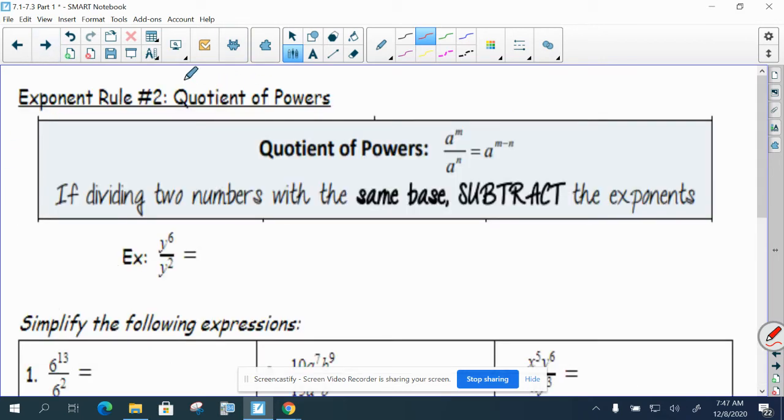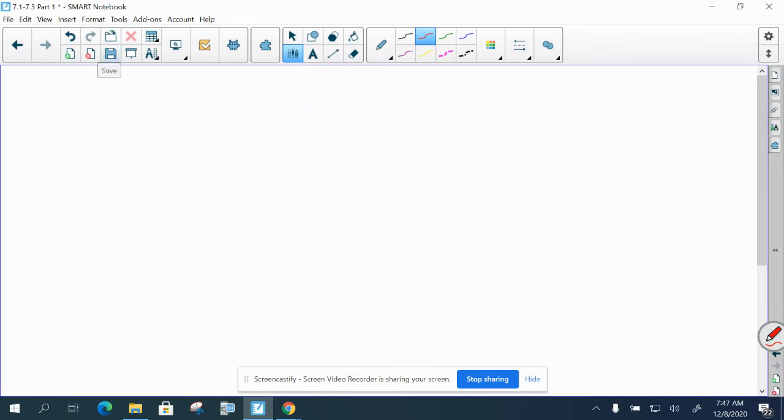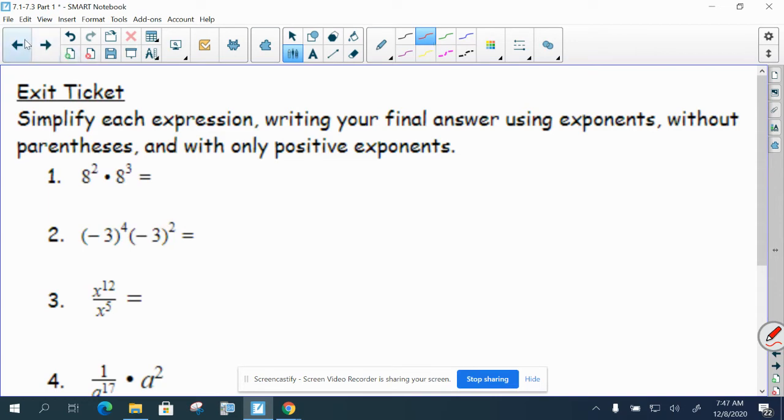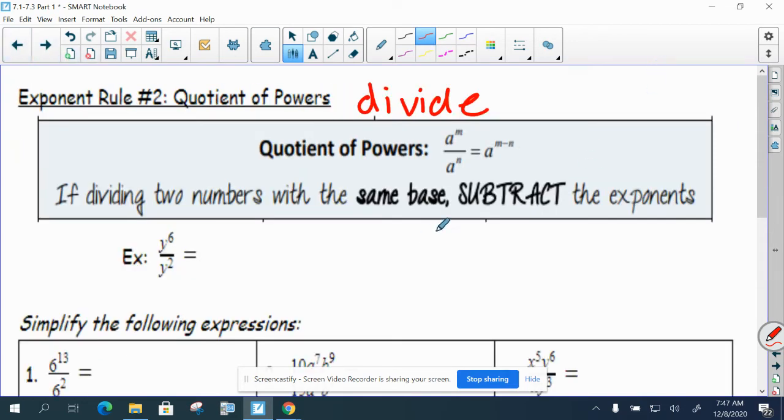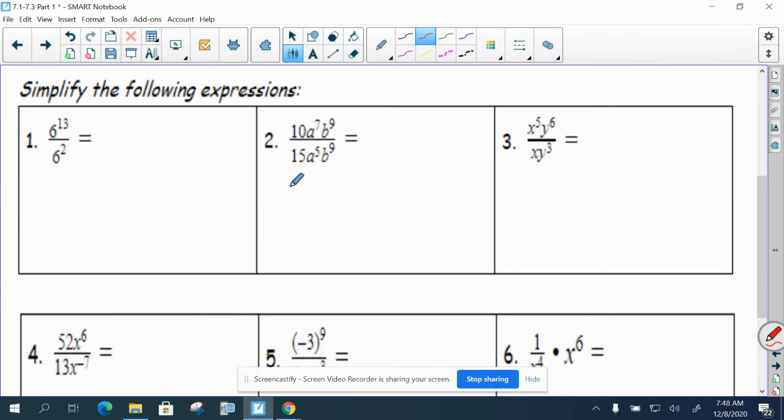All right, the next rule is quotient of powers. So quotient means to divide. Division is the opposite of multiplication, and in the last rule, we learned that if you multiply powers, you add their exponents. Well, if you divide powers, you subtract the exponents. Okay, so it's just the opposite. So here, if you divide a to the m over a to the n, you subtract. So here, y to the 6 over y to the 2nd would be y to the 4th, because 6 minus 2 is 4.